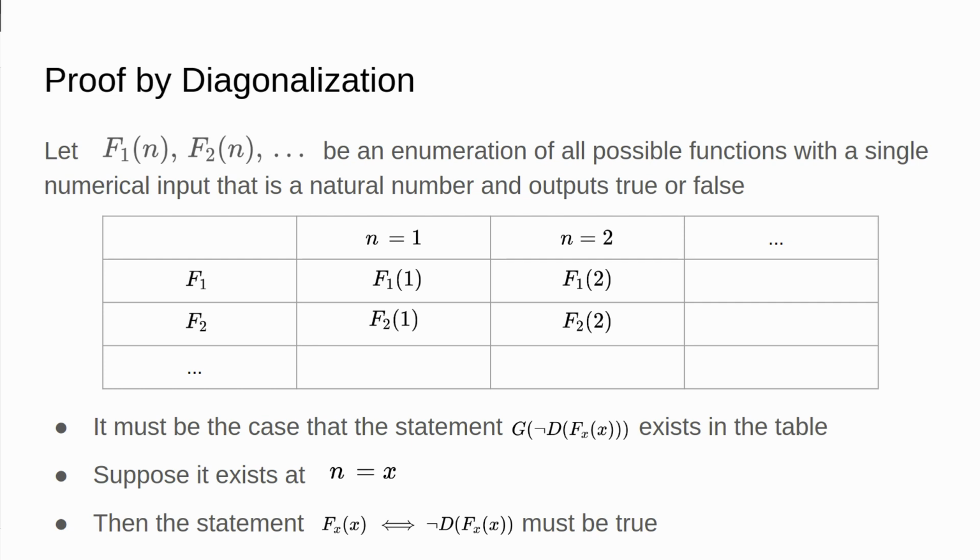It must be the case that there is a column where n is equal to the Gödel encoding of the statement stating that you cannot derive the statement f sub x of x from the formal system. Then this implies that the statement f sub x of x is true if and only if it cannot be derived within the system.